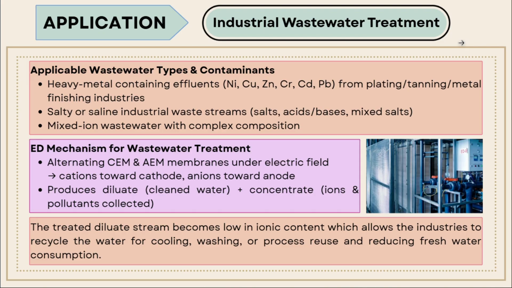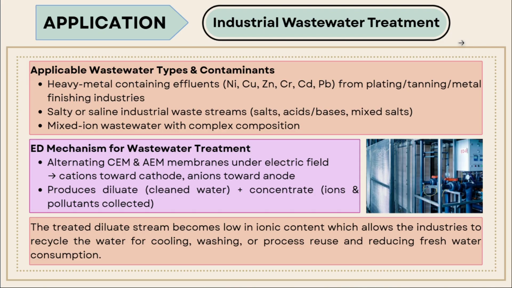Many industries produce wastewater that contains different types of contaminants. One major category is heavy metal containing effluents, for example nickel, copper, and zinc, which are commonly produced by plating, tanning, and metal finishing industries. Besides heavy metals, some industries also discharge salty or saline waste streams, which include high levels of salts, acids, bases, or mixed salts. In addition, many industrial wastewaters contain a complex mixture of different ions, making them difficult to treat using traditional methods.